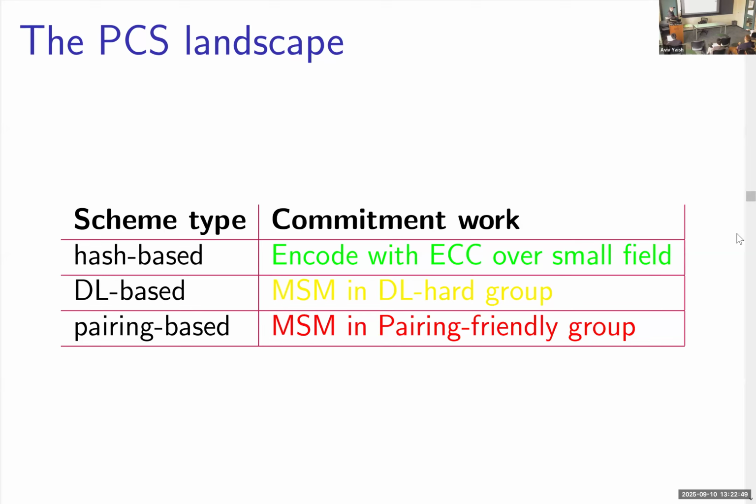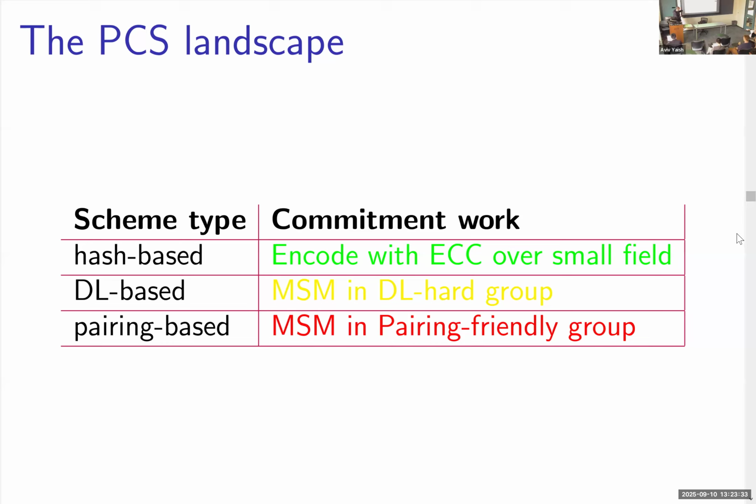Another, maybe even the most important parameter, some would say, is how much work it takes to commit to the polynomial. I don't know if this is 100% objectively true, but the current narrative, and it seems to be the empirical findings of most projects, is that the hash-based schemes are the best for fast commitments. Basically, in the hash-based schemes, the commitment consists of encoding your polynomial, thinking of your polynomial as a message, in some efficient error-correcting code.